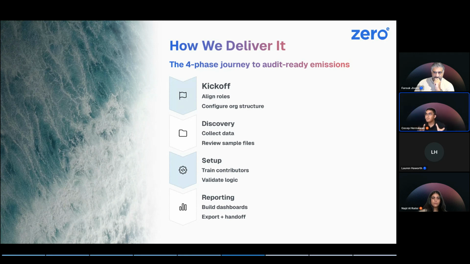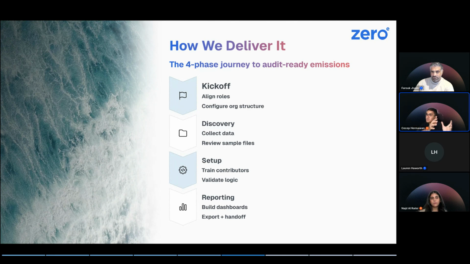So we go to the company, we try to understand how their business operates, we try to understand what kind of operational locations are material for their emissions inventory, and what are the emissions categories that are material for them. That's kind of the first step of how we configure the organizational structures.